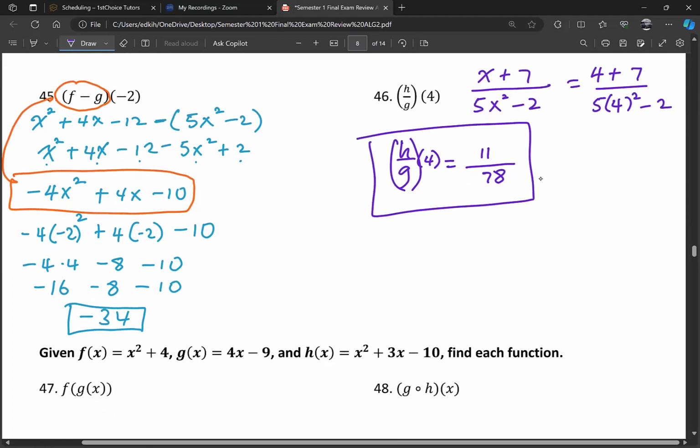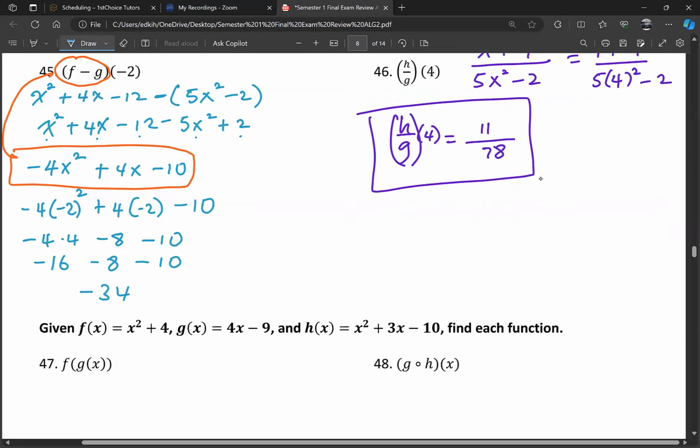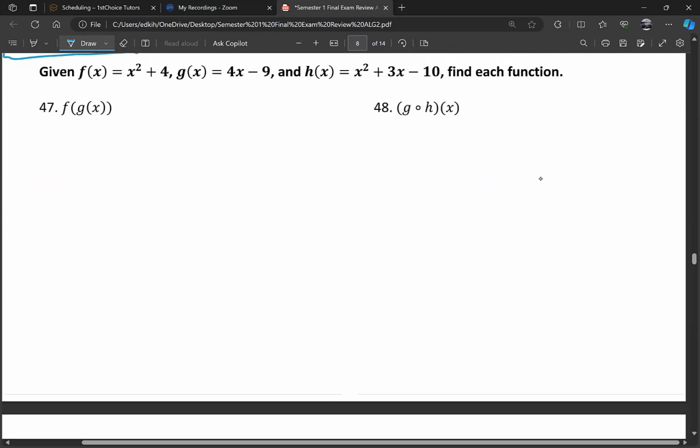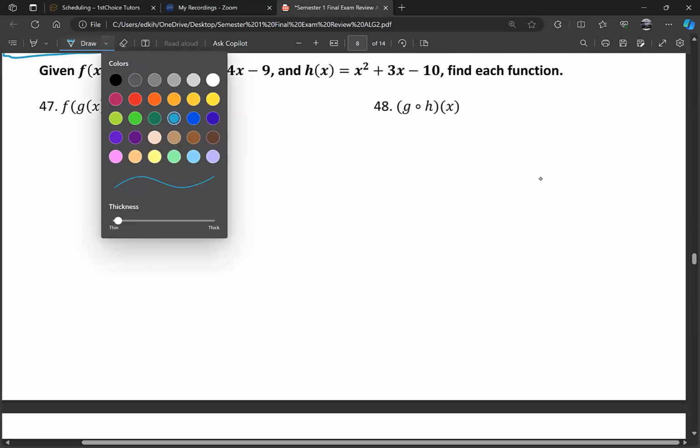Do I think Miss Palmer would be upset if you don't? I don't think so. But to be safe, I'm actually going to fix 45 also. I'm going to write the answer in its correct syntax. So it should be f minus g of negative 2 equals negative 34. There you have it. Okay, so we're making good progress. The next section is still on function notation.